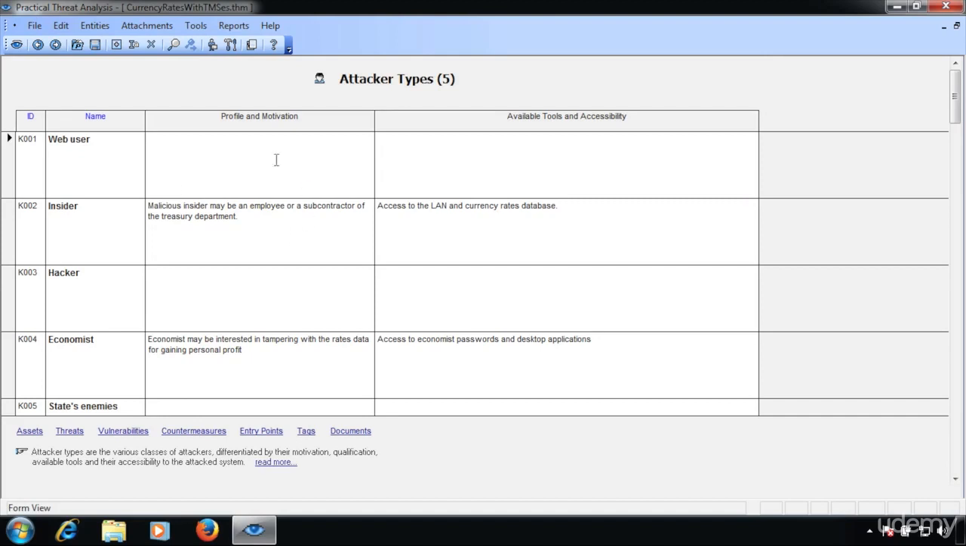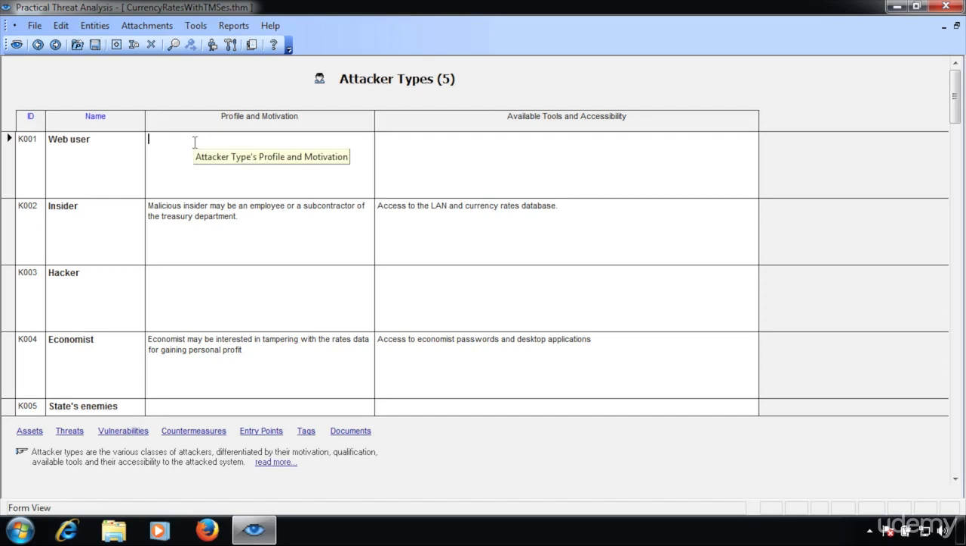Now, the attacker type could be a web user, anyone on the internet, an insider, an employee, a hacker from the internet, an economist, or a competitor or state enemy. Now we see that profile and motivation are not filled in these fields. Of course, I would prefer, and your managers would prefer, to have these filled, but motivation for the web user might be a mistake.